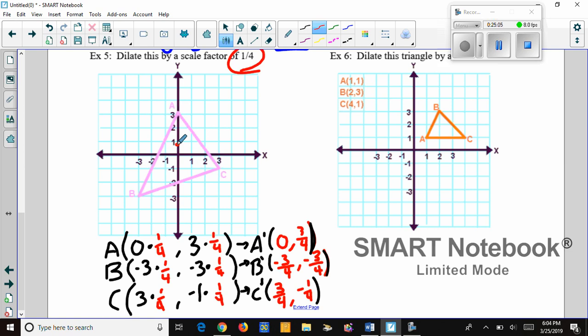B prime being -3/4, -3/4. This is actually not going to be on any grid line. It's going to take place here, kind of in the corner of that box. And then for C prime, 3/4 and -1/4. -1/4 is closer to 0. So it's going to sit right here. And then if I make my triangle, I have my dilated picture, a shrunken version of this triangle.